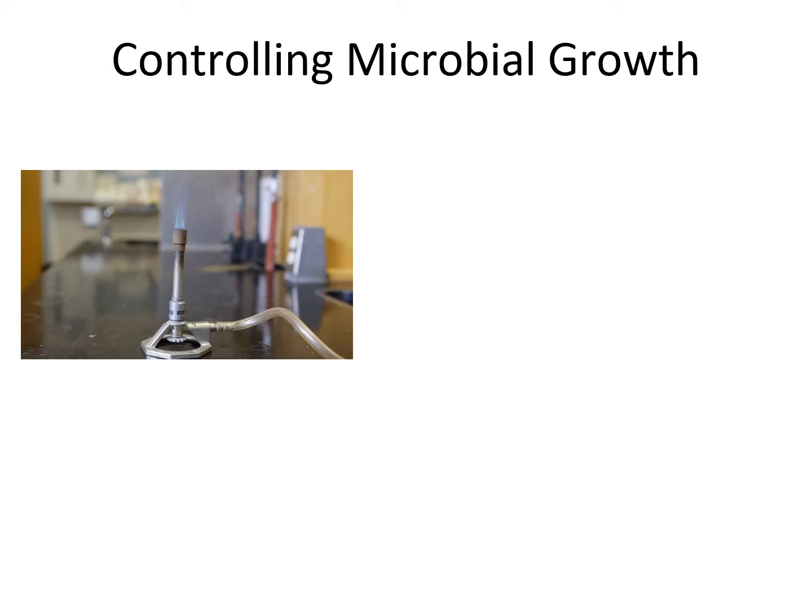When we go through the lab portion of the class, we are interested in getting bacteria to grow, but only the bacteria we want to grow. So it's very important in the experiments that we control the growth of unwanted bacteria. And a couple of ways we do that is by disinfecting the bench and using the Bunsen burner to sterilize the loop and other equipment.